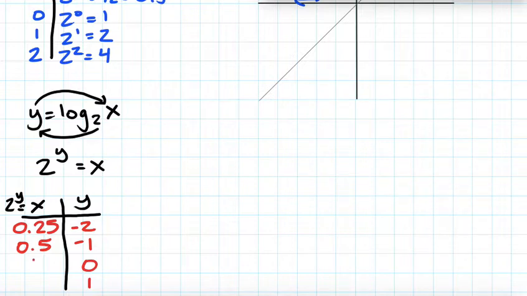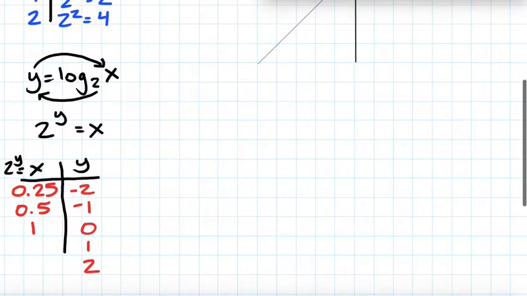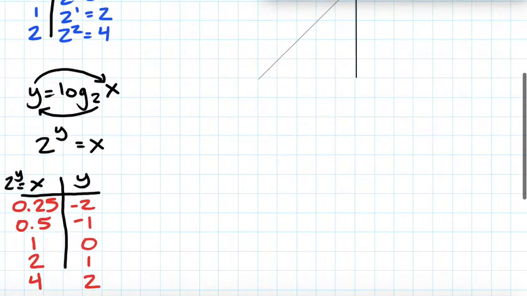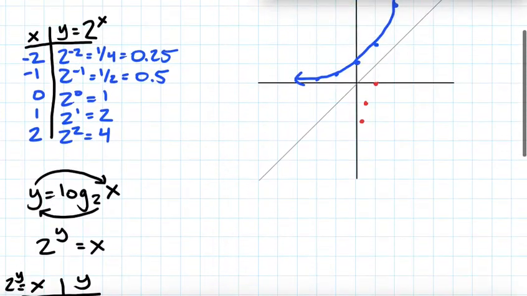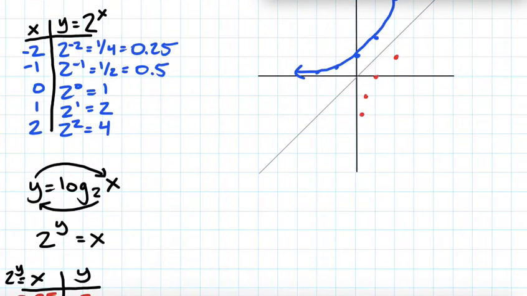So we have 2 to the 0 here is 1, 2 to the first is 2, and 2 squared is 4. Again, I'm plugging these numbers in for y to get the x coordinates. So on the graph, 0.25 for x, -2. That's going to be this point right here. 0.5, -1. We're going to have 1, 0. We're going to have 2, 1, and 4, 2.